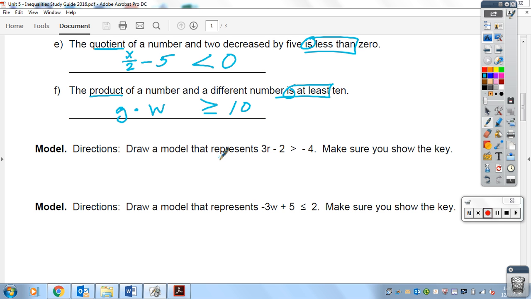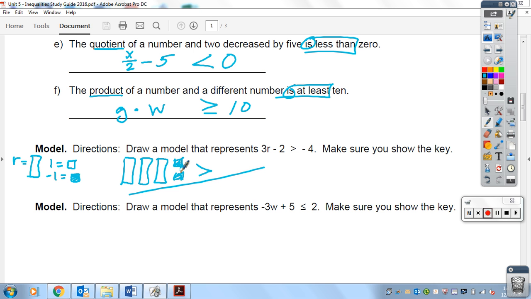Model. So it's a drawing model that represents 3r minus 2 is greater than negative 4. Make sure you show the key. So I'll do a key for both, well, I'll kind of do it for this one. R will be a big long rectangle. 1 will be an open square, and negative 1 will be a filled in square. So we have 3 R's minus 2. I like to put the is greater than symbol, but you can certainly do it like this, where this side's heavier using your scale. 1, 2, 3, 4 negatives.